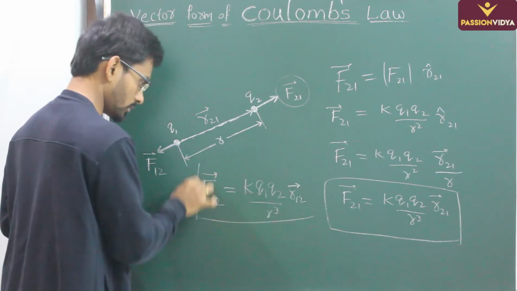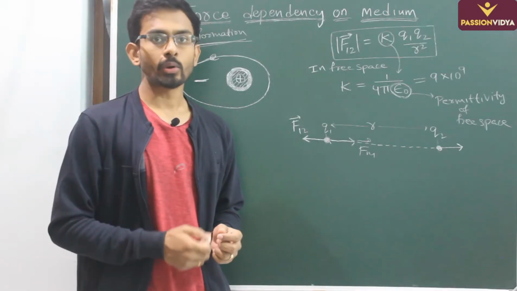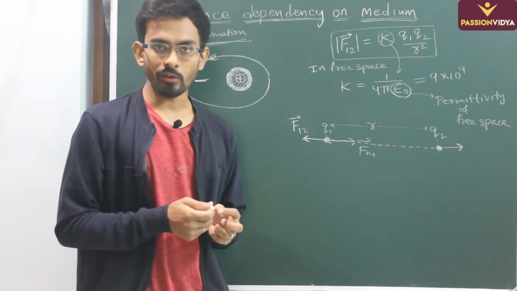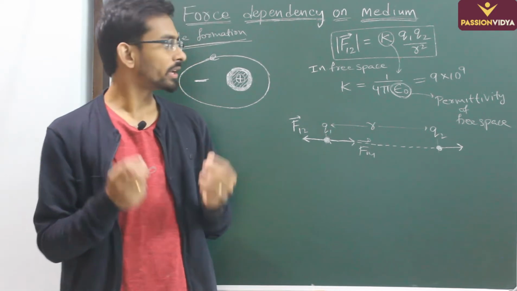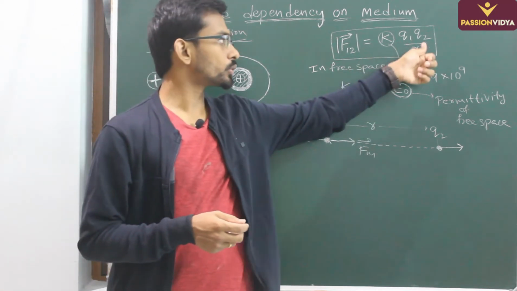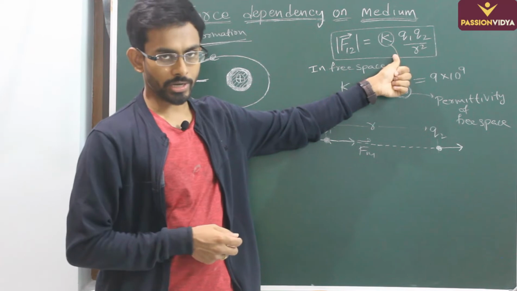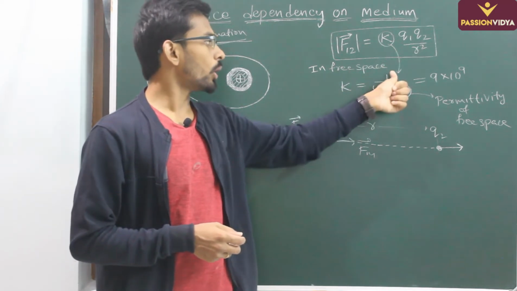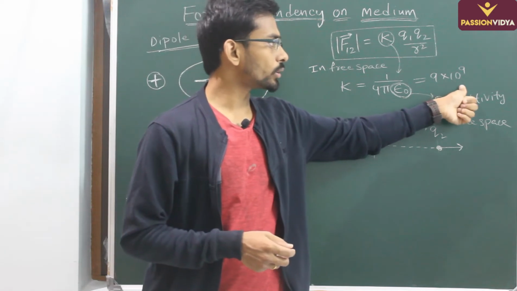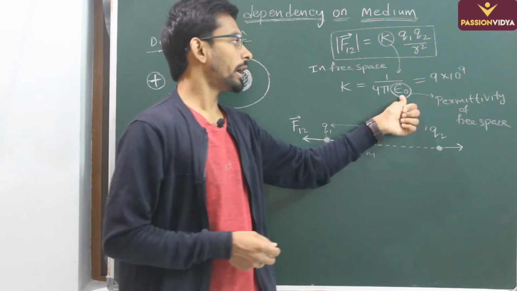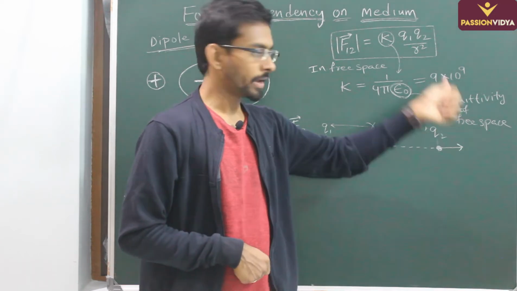So this is how to write force in vector form. From Coulomb's law, we got the expression for the magnitude of electrostatic force between two point charges separated by distance r as K into Q1 Q2 by r square, where K is Coulomb's constant or electrostatic constant, and it is given by 1 by 4 pi epsilon naught, whose value is 9 into 10 power 9. Here epsilon naught is the permittivity of free space.